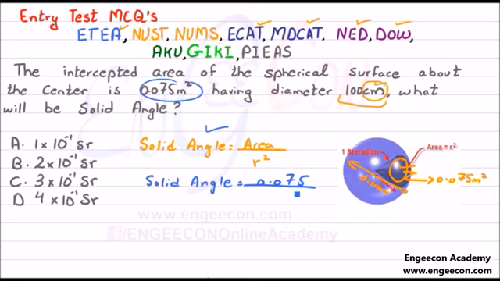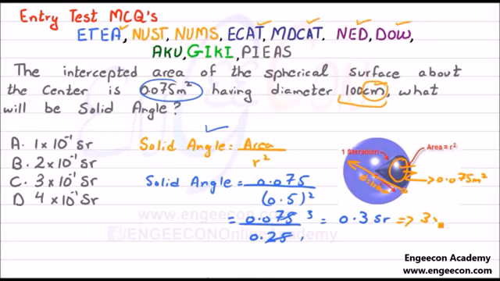0.075 divided by 0.5 whole square. The square of 0.5 is equal to 0.25. So 0.075 divided by 0.25 is equal to 0.3 steradian, or we can write it as 3 times 10 raised to power minus 1 steradian. So C is the right answer.